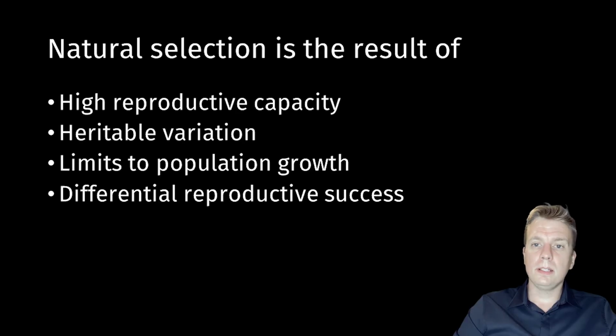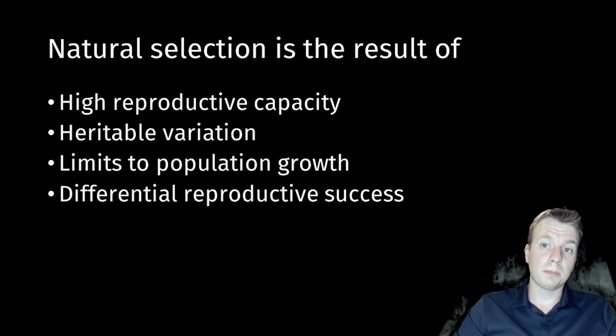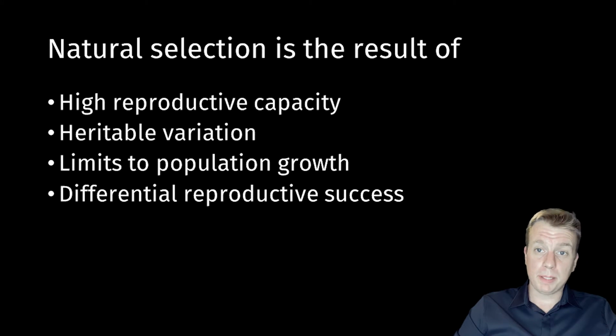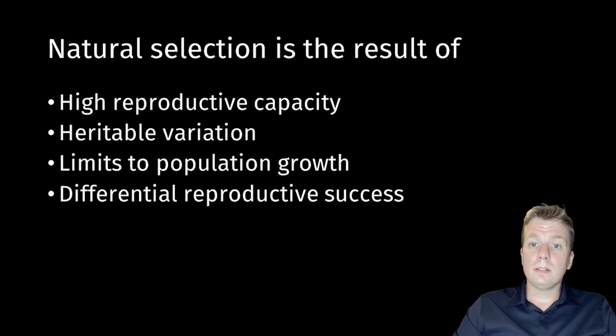Natural selection is the result of four things: high reproductive capacity, a species produces more offspring than can survive; heritable variation, traits that are favorable must be passed on from parent to offspring; limits to population growth, there are limitations on the amount of individuals that can survive due to resource availability; and differential reproductive success. Some individuals are more likely to reproduce than others.